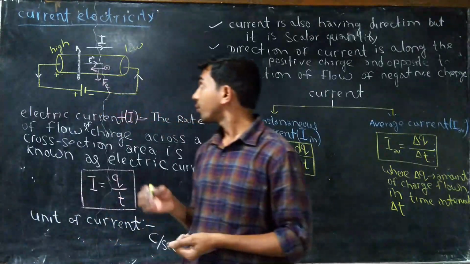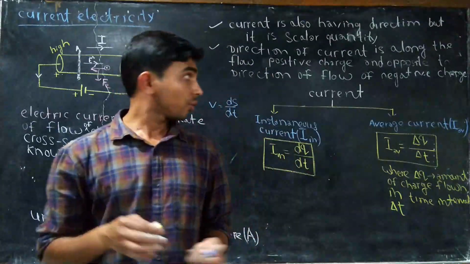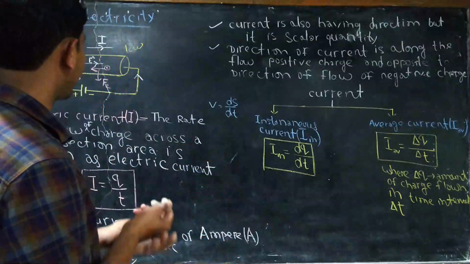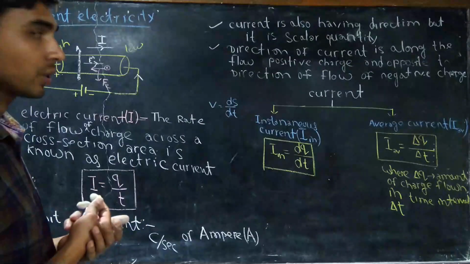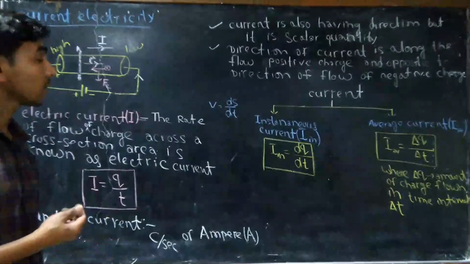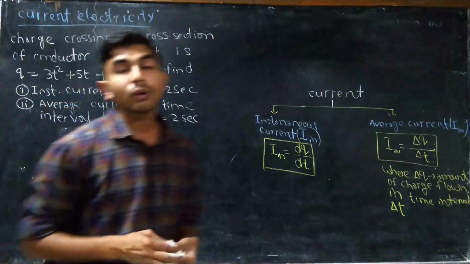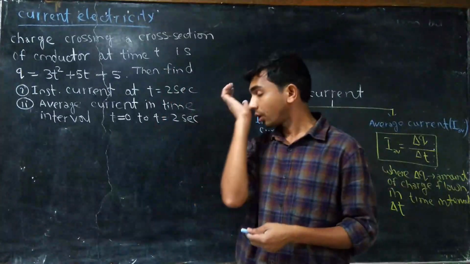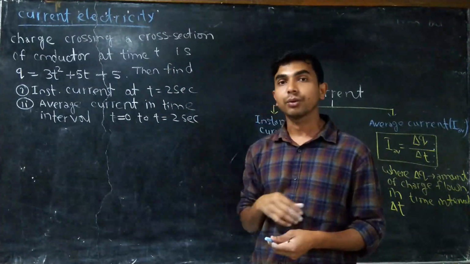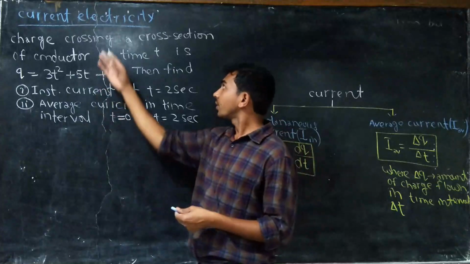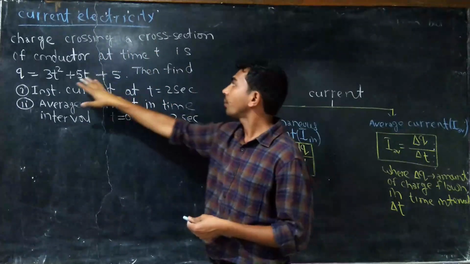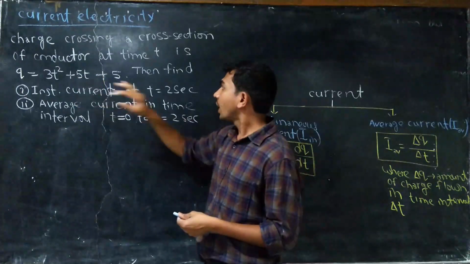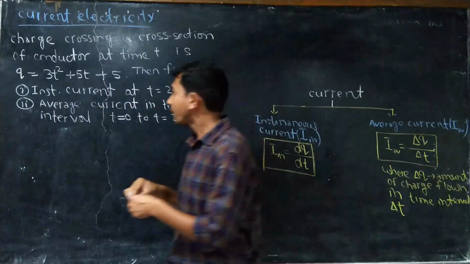So now I have to write the question. First you write all these things, and after that I will write the question and then solve it. Okay, now I have written the question, so I'm going to solve it. You can see the charge crossing a cross section of a conductor at time t is given by this equation, and we have to find the instantaneous current.